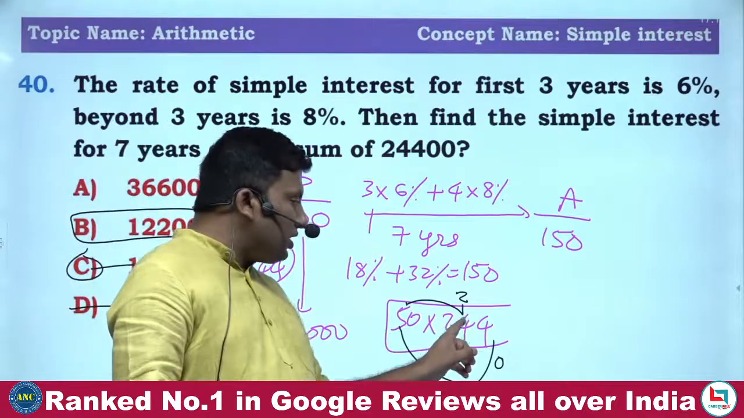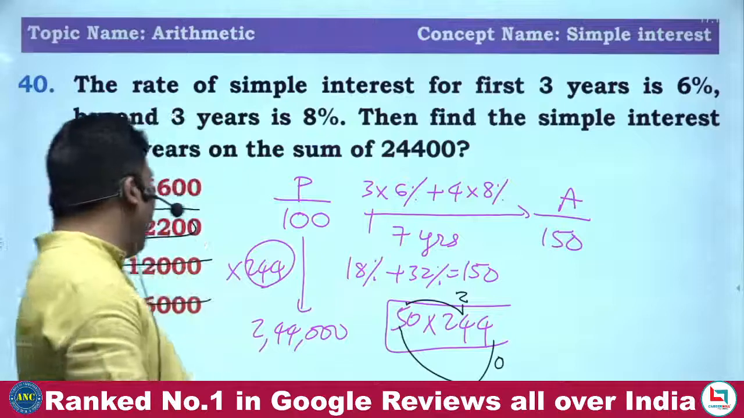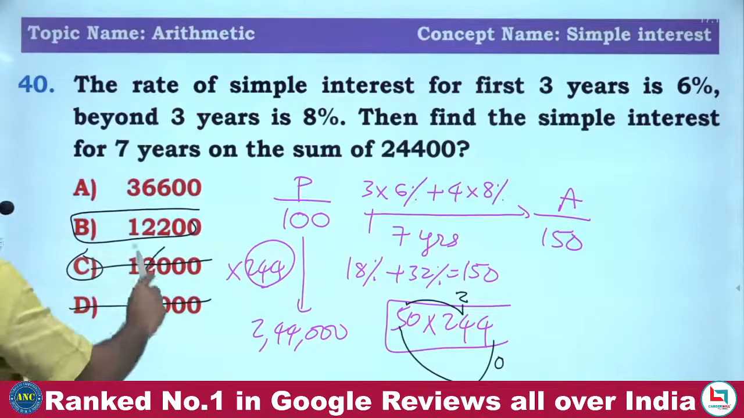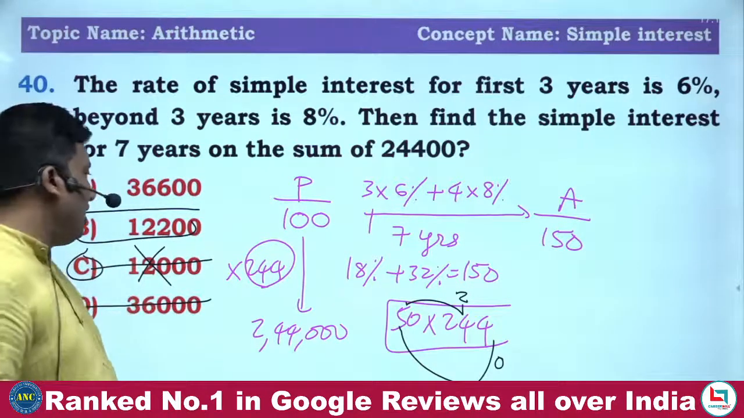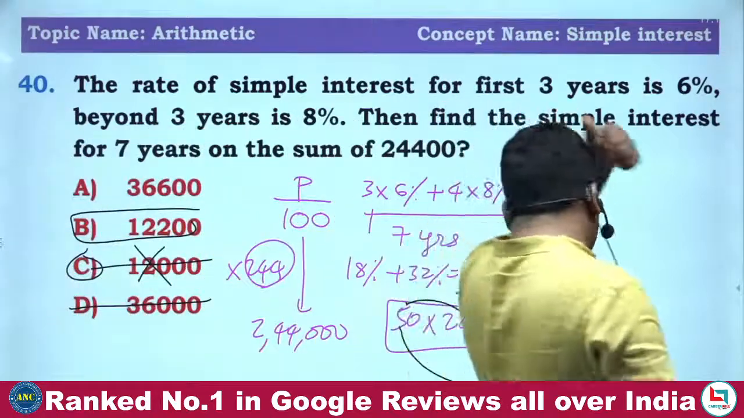2 plus 4, 6; 6 plus 4, 10. 10 is 1; 1 5s are 5. The answer digital sum should be 5. These digital sum is 3. So the answer for this question is B.